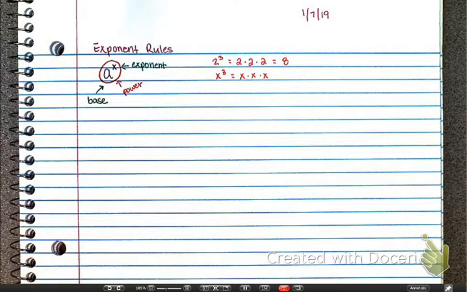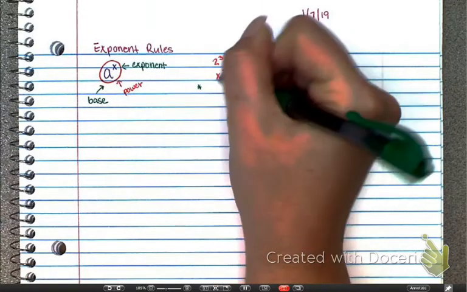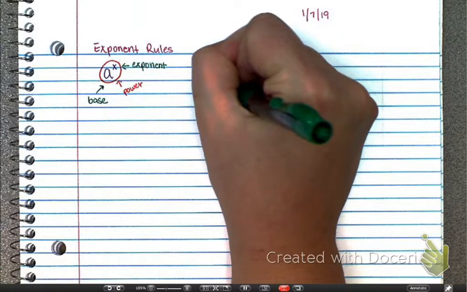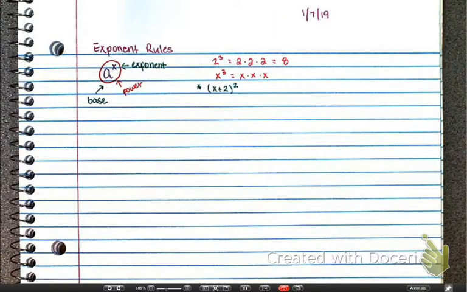Now this one is going to be super important for us as we move through this semester. You'll see something like x plus 2 squared. What does x plus 2 squared mean? 2x to the 2nd power. Wait, no, you're wrong. Don't think too hard. Okay, so let's go back up to 2 to the 3rd. What does 2 to the 3rd mean? 2 times 2 times 2, right? 2, 3 times. What does x plus 2 squared mean?